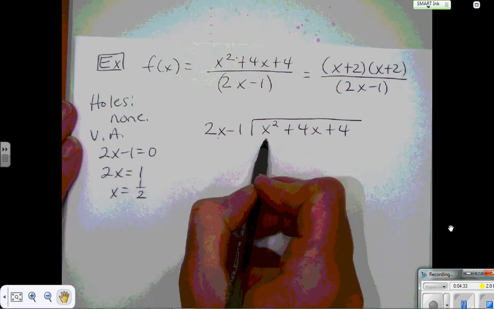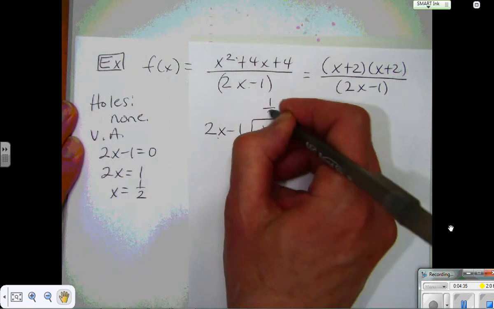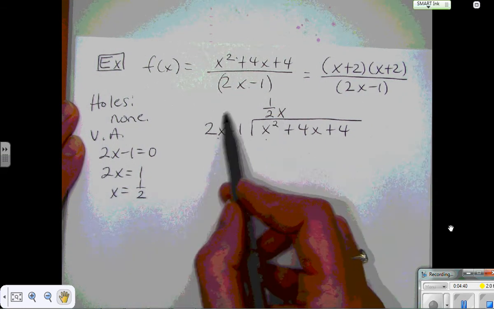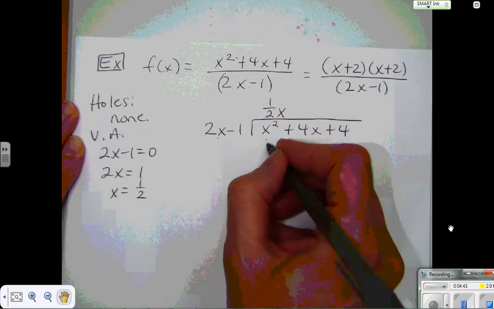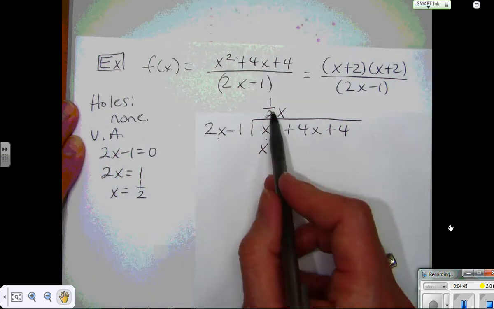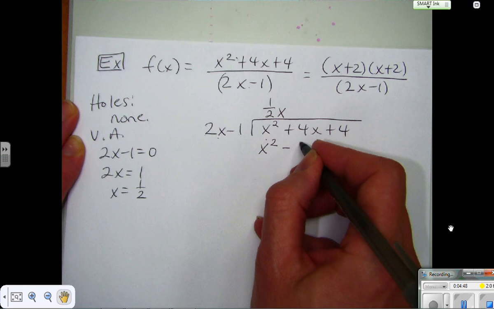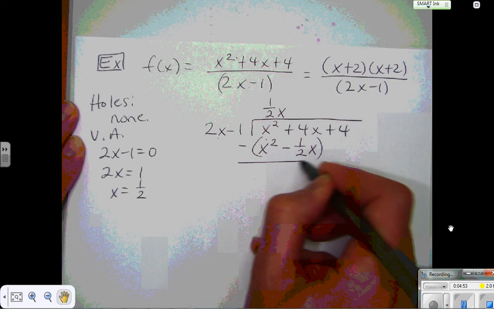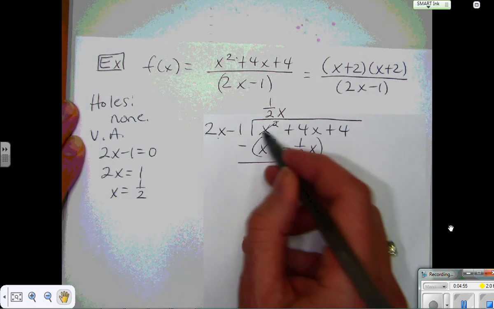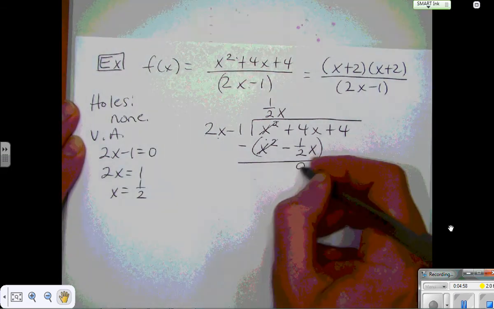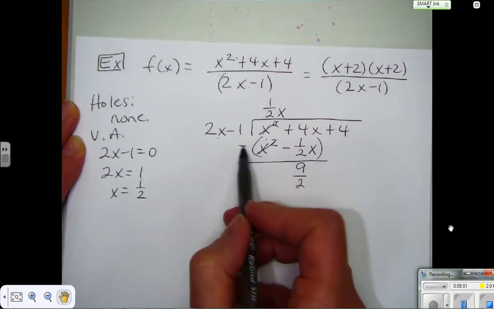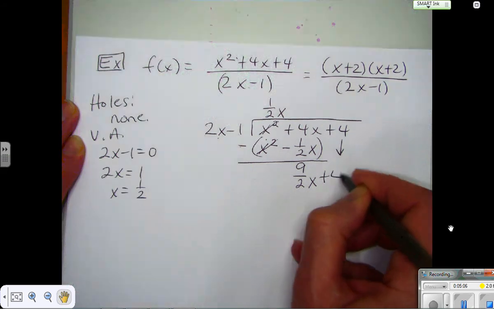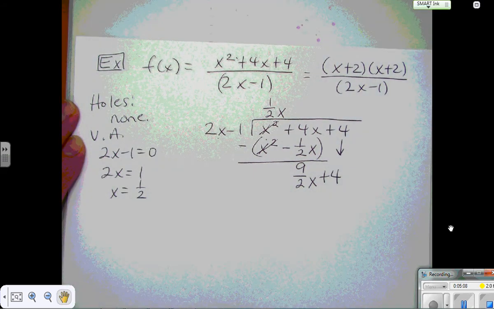2x goes into 1x squared, 1/2 x times. I'm going to multiply that back through. So 1/2 times 2 is 1. x times x is x squared. 1/2 times negative 1 is minus 1/2. And then x. And I'm going to subtract that from the line above it. So the x's are gone. This is actually going to be 9 over 2 because minus and a minus make that plus. Then I'm going to bring my next number down.